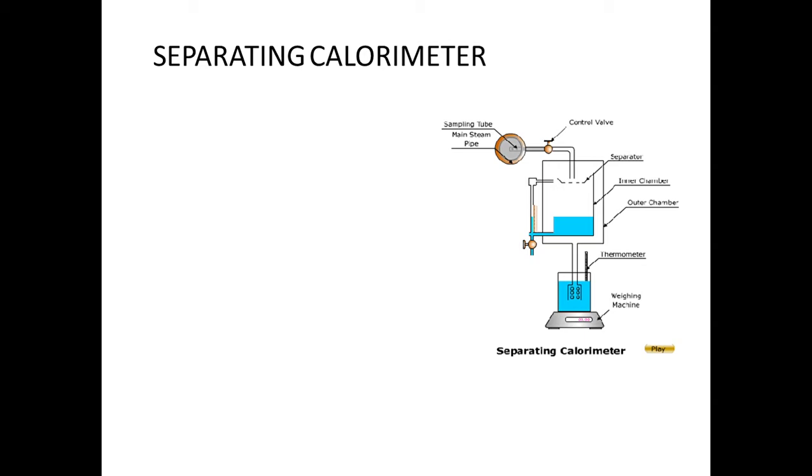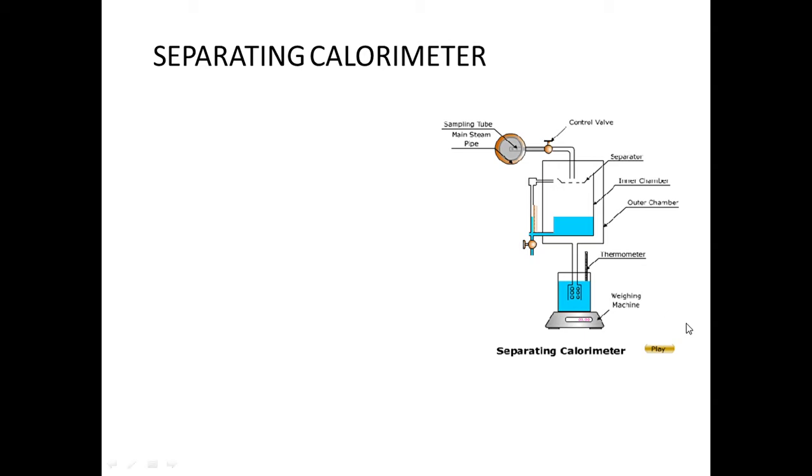So if we can separate out the water present in the steam, then we can find out the dryness fraction easily. If we can separate out mechanically the moisture content in the steam, then we can measure the dryness fraction easily, and this is the principle of the separating calorimeter.